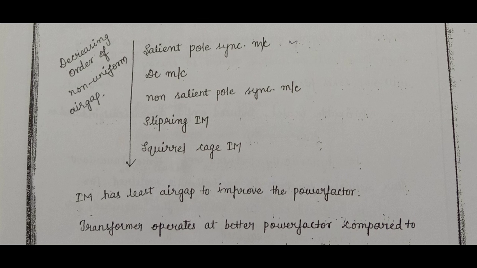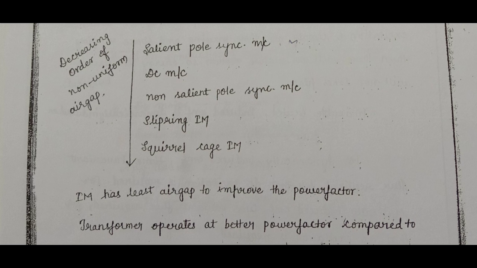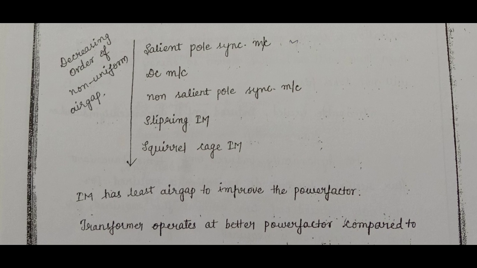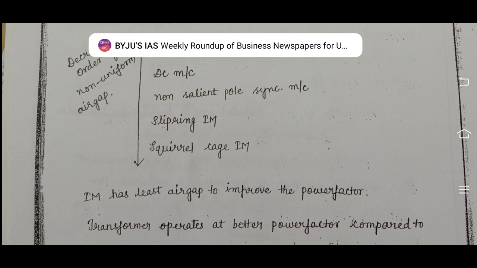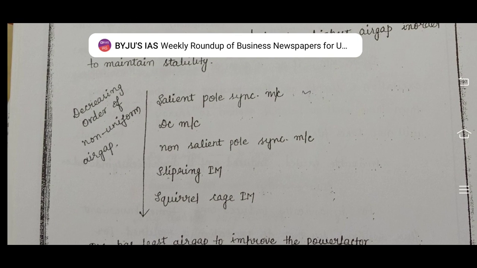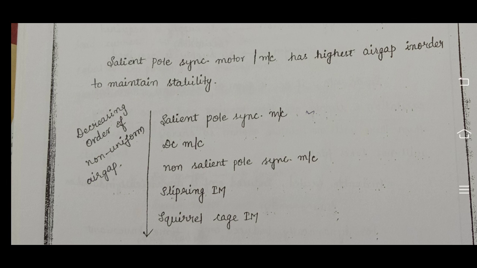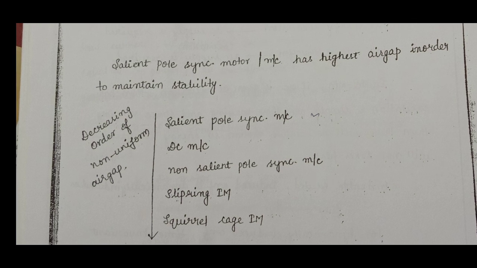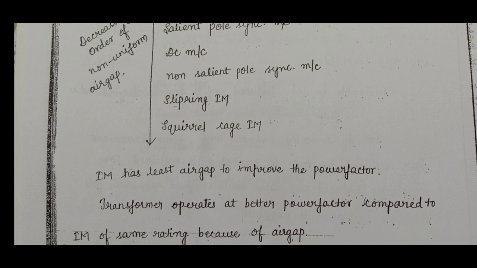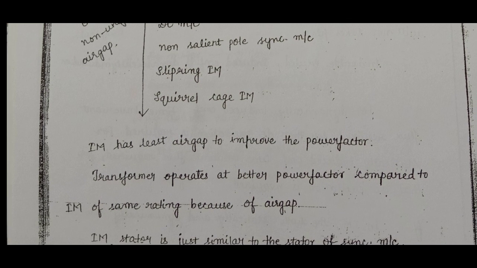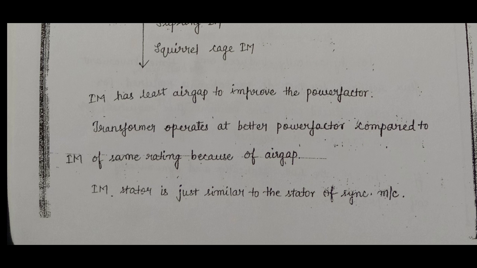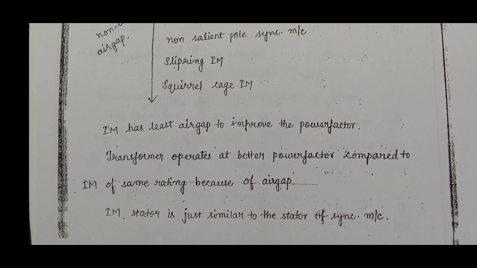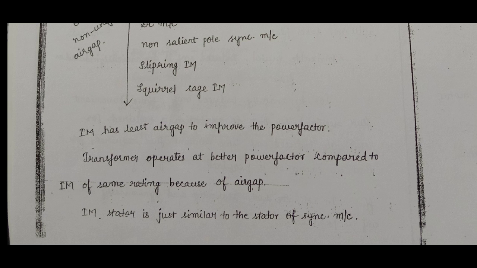In a synchronous machine, the air gap, meaning the gap between stator and rotor, is more uniform than in a DC machine. In a DC machine, the air gap is more uniform than in a salient pole synchronous machine. The induction machine has the least air gap to improve the power factor. So among all the machines, the induction machine has the least air gap.